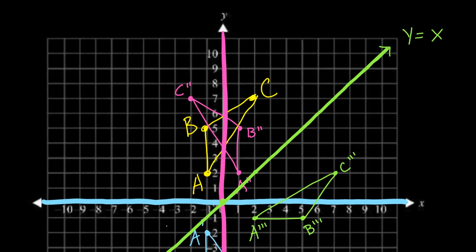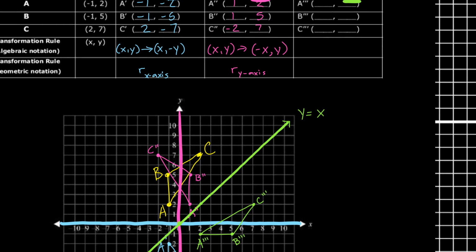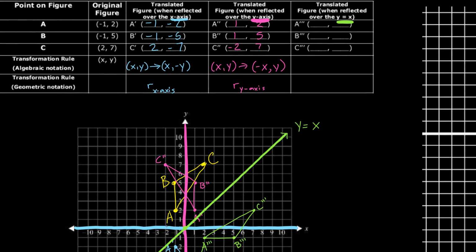All right. So, where is our A triple prime located? 2, -1. Where is our B triple prime? 5, -1. What about C triple prime? Good. So, what did we do here? Did we just flip X and Y? Is that what we did?